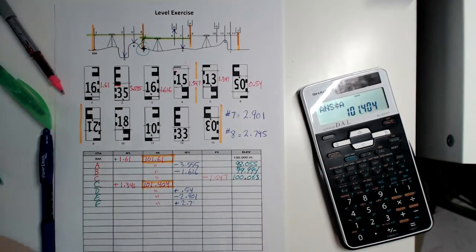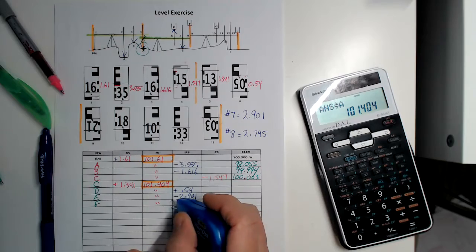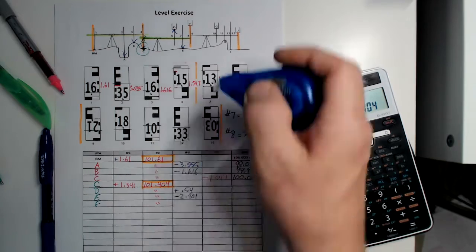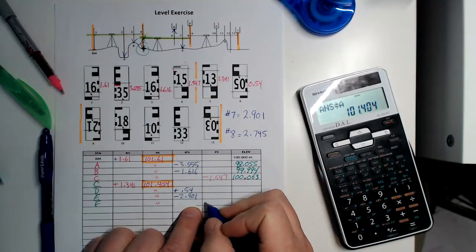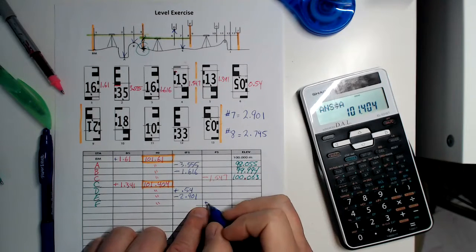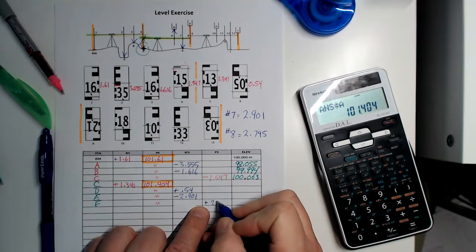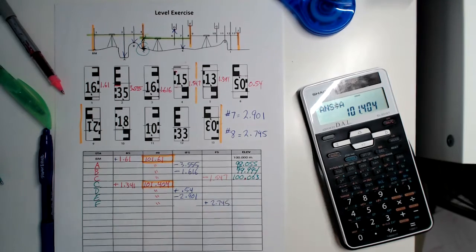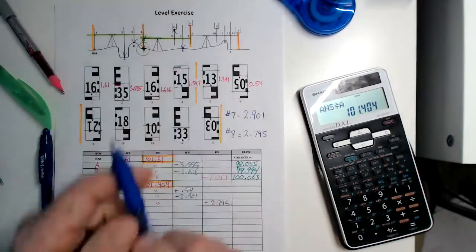Oh, I made one small error. This is not an intermediate site. This is the last sighting we take before we move. So we move to the Foresight column and then put our plus reading number 8, which is a 2.745. Okay, so now we've got everything from this next grouping of shots.